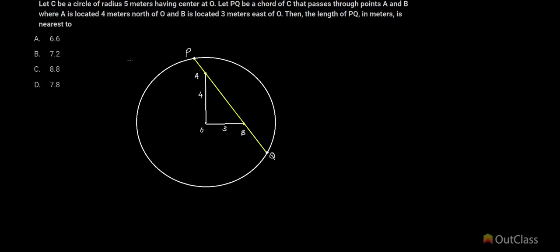Let C be a circle of radius 5 meters having a center at O. PQ is a chord of C that passes through A and B. A is exactly 4 meters north of O and B is located exactly 3 meters east of O. We have drawn these things. Then the length of PQ in meters is nearest to which of these numbers?